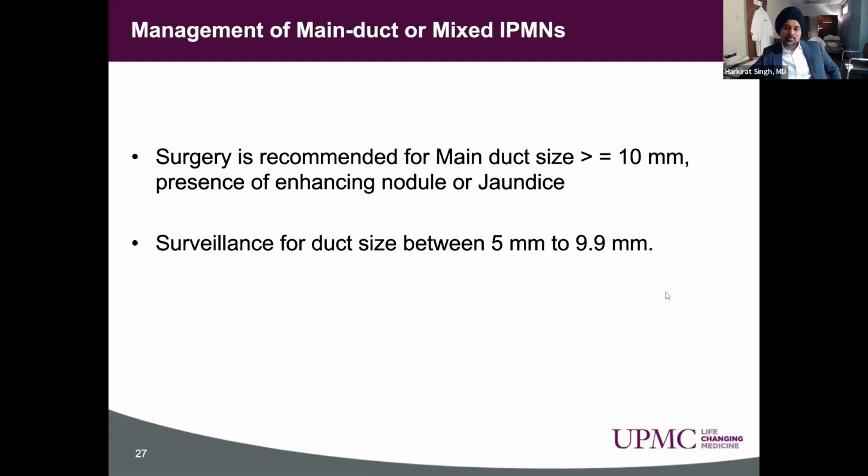If the duct size is between 5 and 9.9 millimeters, we usually survey these patients. This is a little controversial. Once you reach close to 10, most surgeons will operate, but between 5 and 9, we still survey them with more frequent imaging.